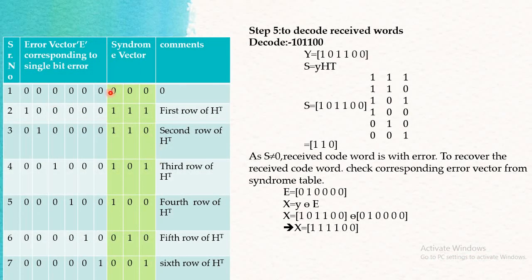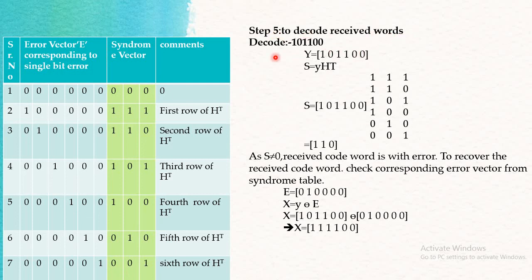The first column is the error vector corresponding to the single bit error. The second is the syndrome vector, and then the comments. So if my error is what we have just solved, if my error is present at the second position, my syndrome vector comes out to be 1 1 0, and similarly we repeated it for the error vector present at the different locations. Okay, now how are we going to decode the received code word?